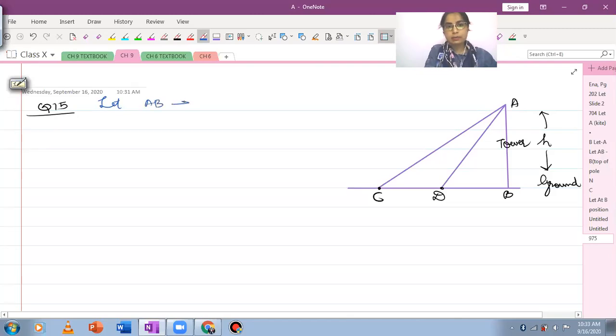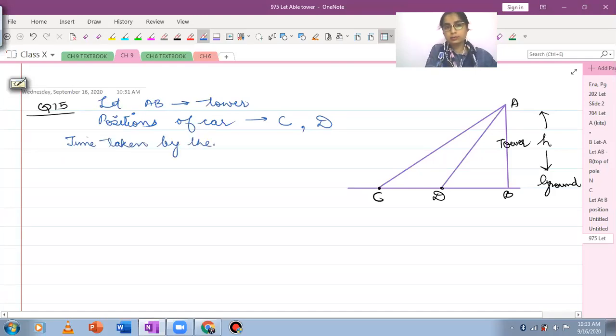Let AB be the tower. Then positions of car have been represented as C and D. So time taken by the car from C to D. This is given as 6 seconds.